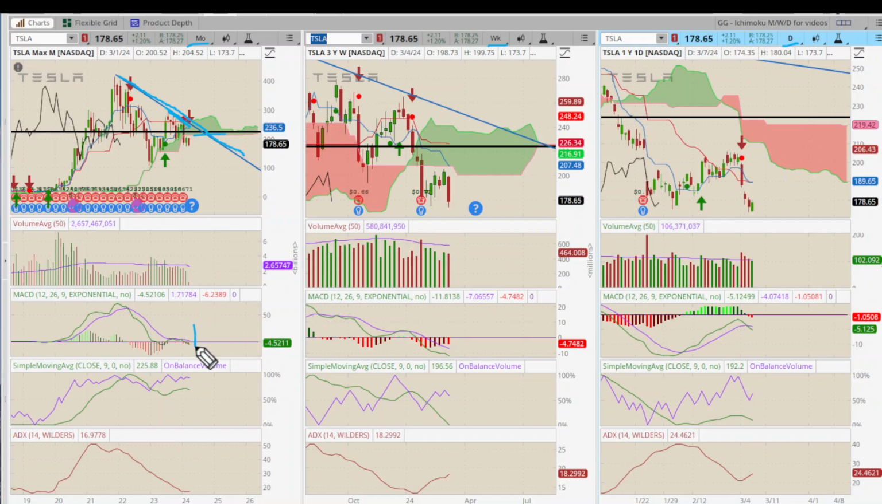MACD is getting weaker. The on-balance volume has been flat, which surprises me. I would have expected that to be going down, but nevertheless it's been flat. And then we've got an ADX of 16. On a monthly basis, that really doesn't tell you much, but let's take a look at what's going on in the weekly chart here. Over here, that's the same line that's on the monthly chart that we just talked about.